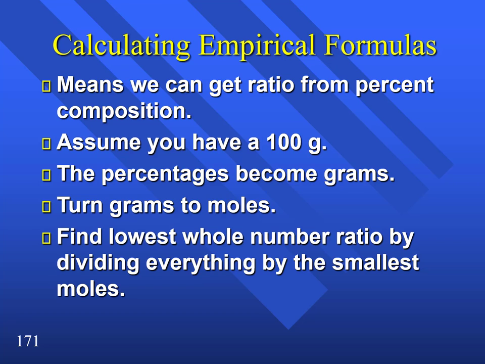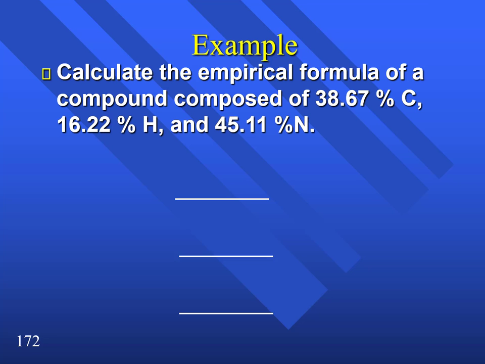All right, so let's do an example. This is the kind of data you're going to get. Got a compound made of 38.67% carbon, 16.22% hydrogen, and 45.11% nitrogen. What is its empirical formula? So what we're looking for, it says, what is the empirical formula? We know it's C, H, and N. And we're looking for the little numbers that go down here.